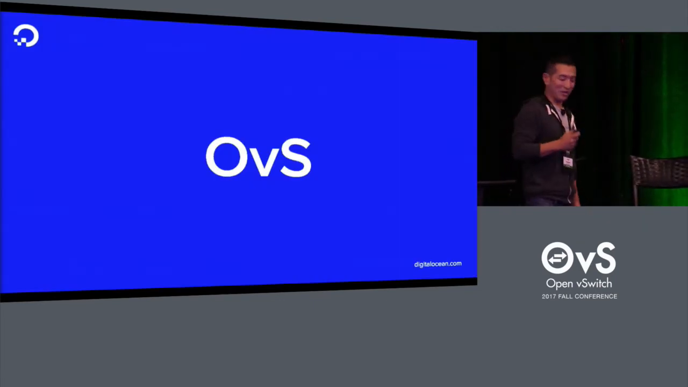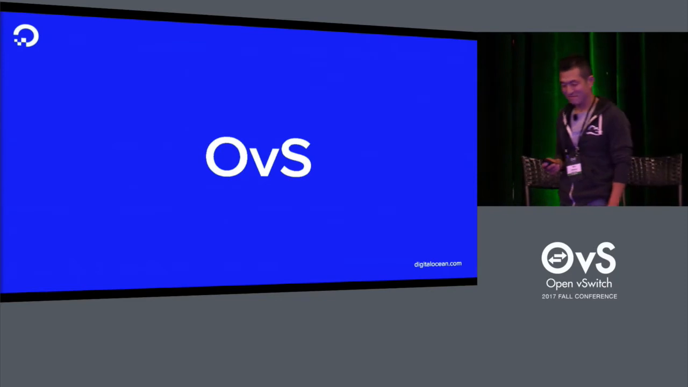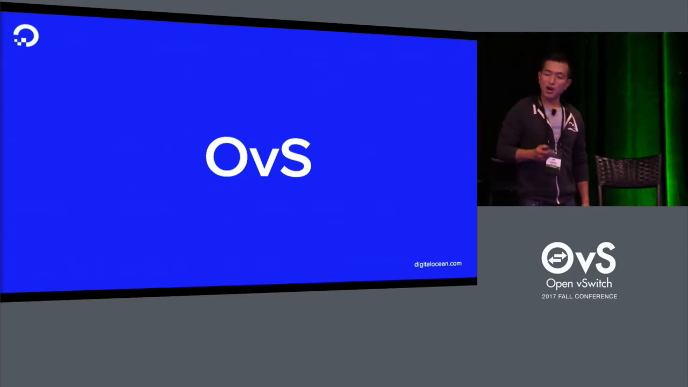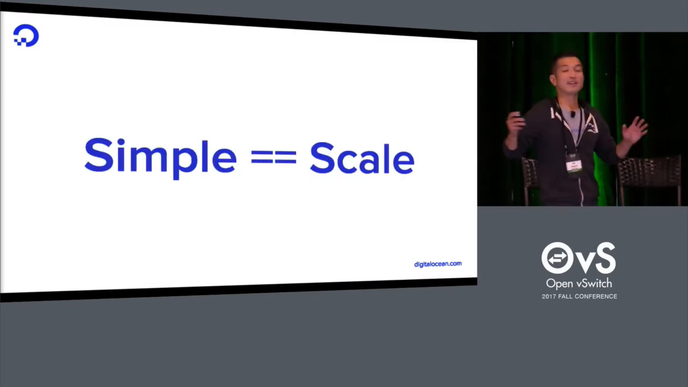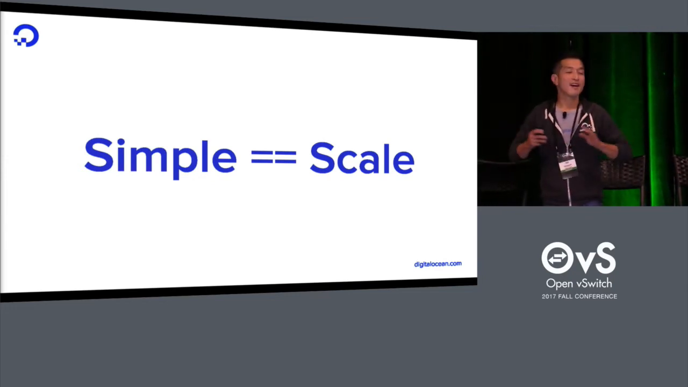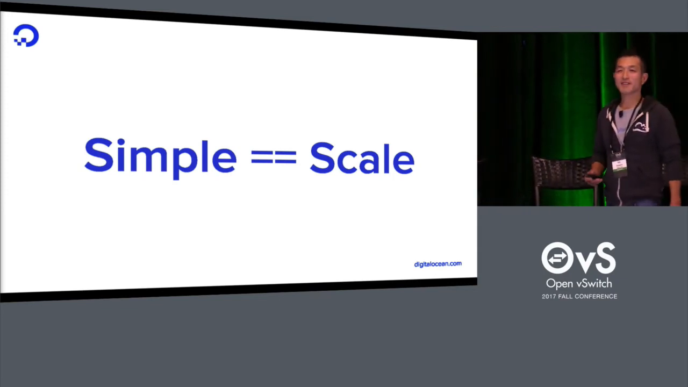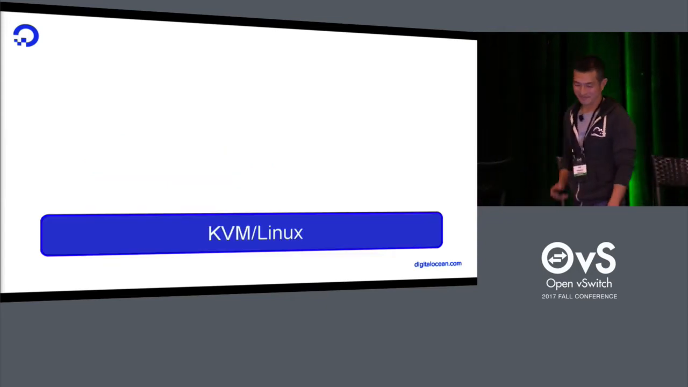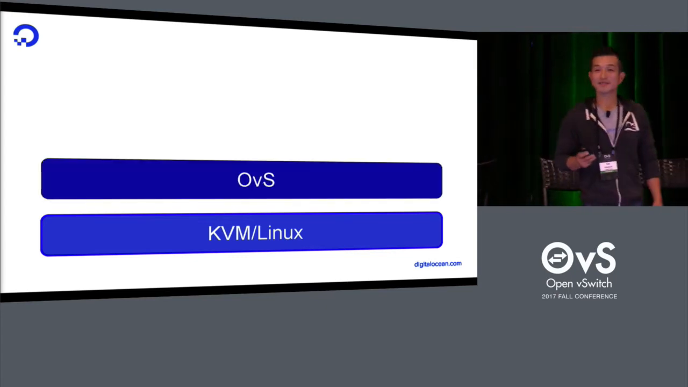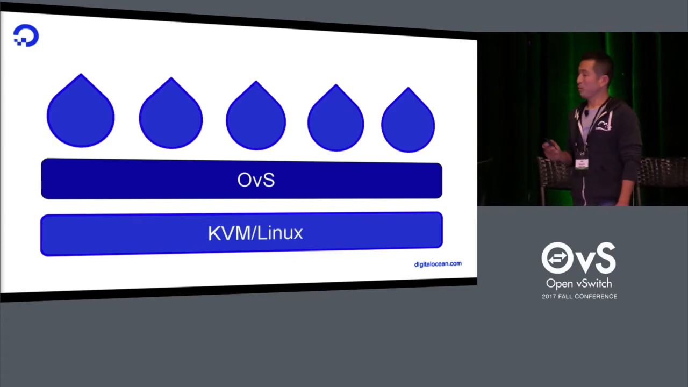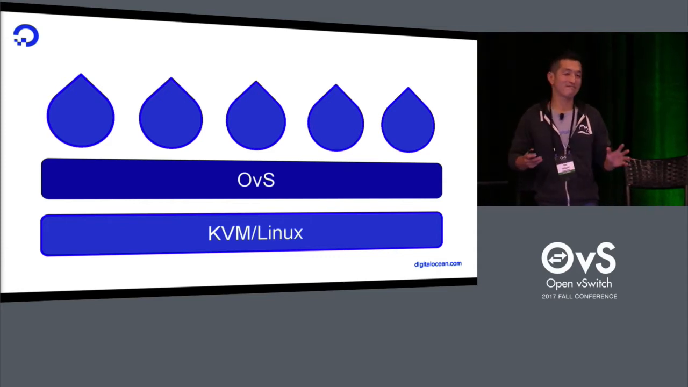So let's move on to the next story, and let's change the gear a little bit to talk about OVS and DO. DigitalOcean believes simplicity leads to scalability. We design our hypervisor networking as simple as possible. Let me show you our hypervisor design as a 50,000 foot view. So we have KVM Linux in the bottom. We have OVS in the middle, of course. And we have Droplets, that is our virtual machine instances, on top of it. That's it. That's simple.